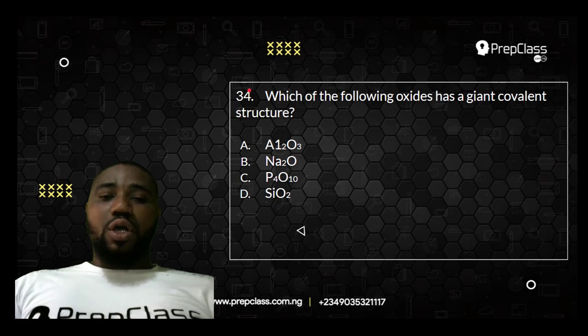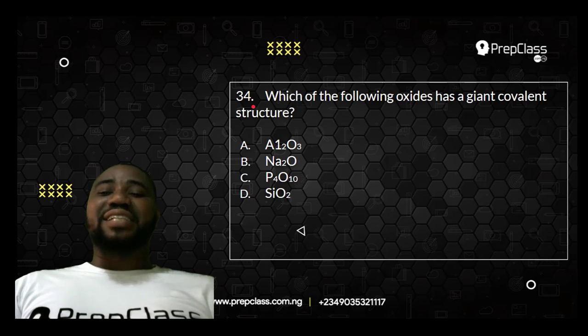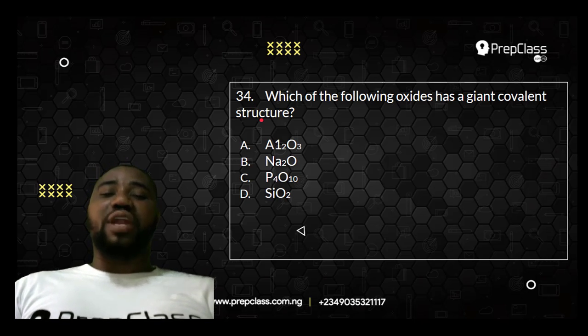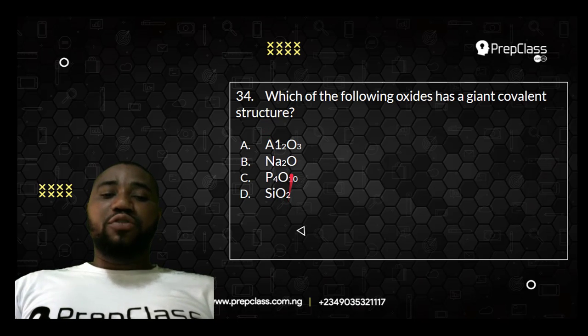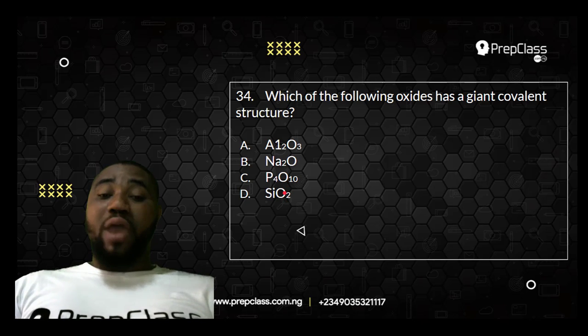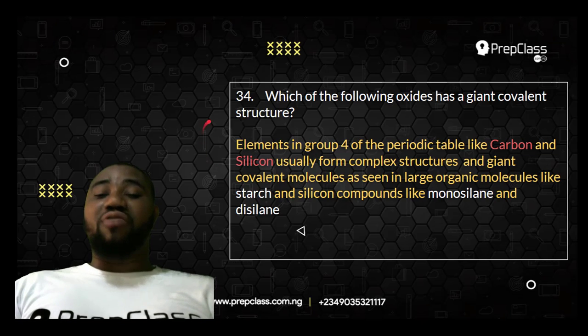Question number 34. Which of the following oxides has a giant covalent structure? Now, if you look, this one is electrovalent combination or bonding. This one is electrovalent, but these two are covalent. But there are two elements in group 4 of the periodic table, silicon and carbon. They usually form giant covalent molecules.